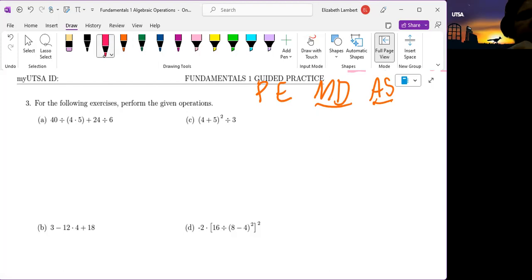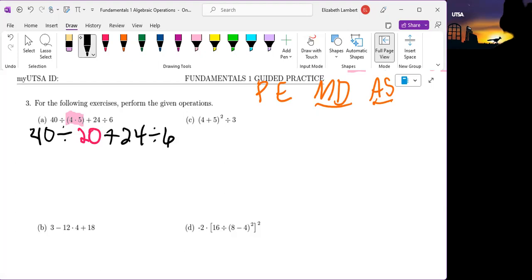Alrighty, so here, the first change, I see some parentheses. So that is what we're going to do first. Inside the parentheses is 4 times 5. So I'm going to recopy everything else in my horribly huge handwriting with the shaky hand. So 4 times 5 is 20. We could put parentheses around the number, but when it's just around a number, that's when we can drop them. Plus 24 divided by 6.